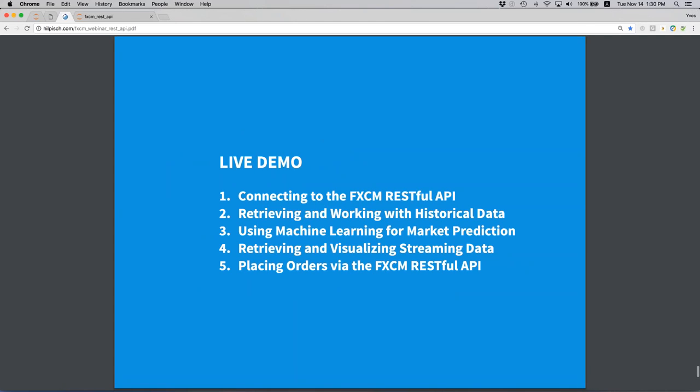Now I'm at the point where I would start the live demo. Once again, the agenda: the connection, then data retrieval, then my little machine learning example based on support vector machines, retrieving and visualizing streaming data, always one of my favorite parts, and placing orders via the FXCM RESTful API.